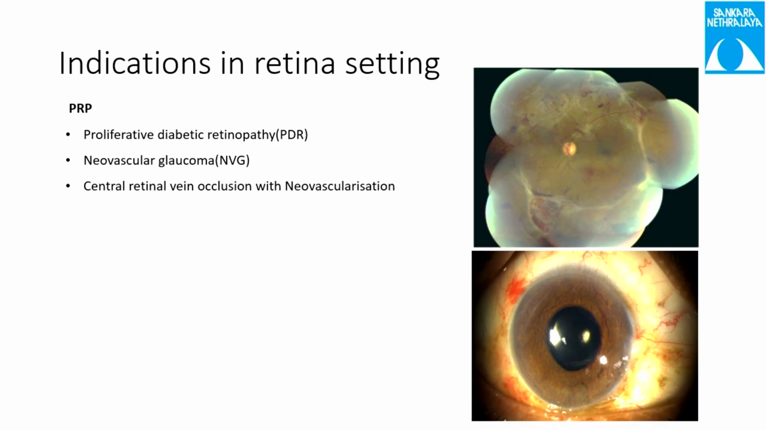Go ahead. What are the common indications that we routinely encounter in our retina setting? The most commonly encountered is the PRP laser, the pan-retinal photocoagulation that we routinely do for proliferative diabetic retinopathy. And of course, those are indicated in neovascular glaucoma and CRVO in the presence of active neovascularization. This is a patient with PDR, and below is the one with NVG. You can see the new blood vessels, neovascularization of the iris over here.